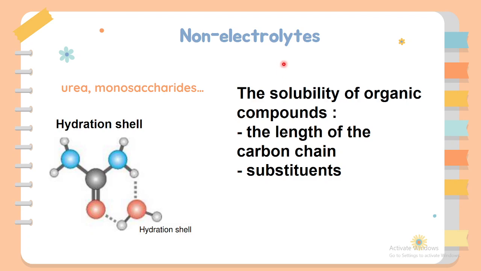So we have some examples of non-electrolytes. Urea and monosaccharides are non-electrolytes. And when you put them in water, as you can see, they produce molecules. They didn't dissociate into ions. They just stayed there in a molecular form. And they produce something called a hydration shell.